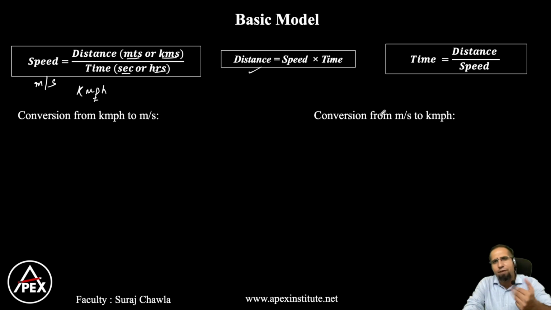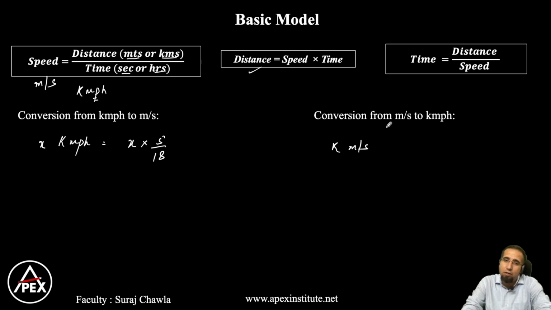Now, what are the other things that we need to remember in this model? There's the conversion, because we have two generalized units of speed. If I'm given x kilometers per hour, if I'm converting that in meters per second, then all that I do is multiply x with 5 by 18 and I get this unit in meters per second. Similarly, if I'm given, let's say, k meters per second, if I need to convert that into kilometers an hour, then the simple conversion becomes k into 18 by 5.